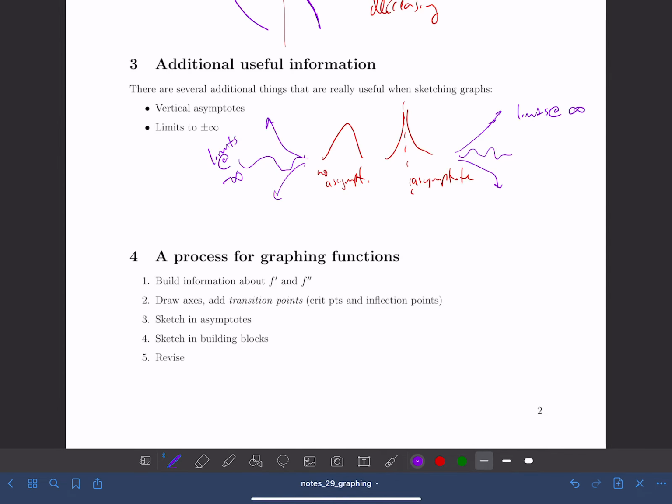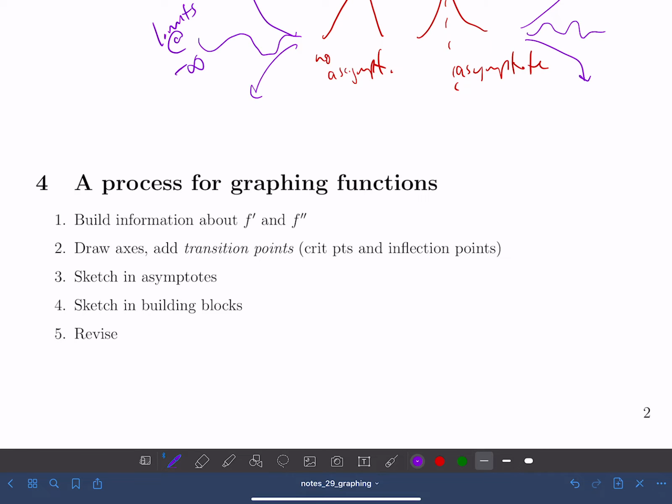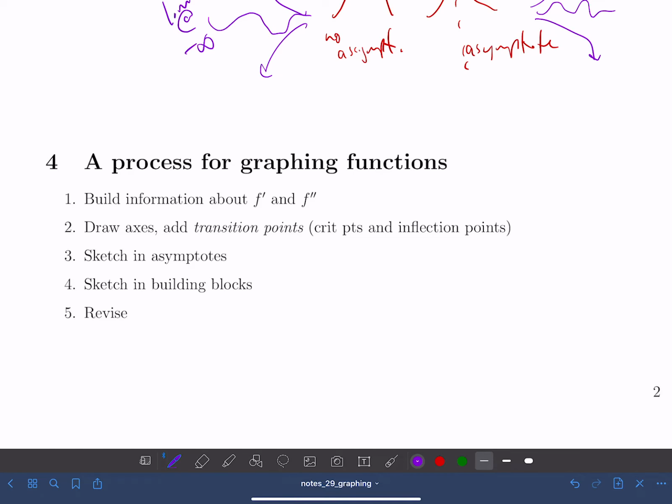So I've got a process for you for graphing functions. I did not make a flowchart for this one. I think you should build information about f prime and f double prime. What do I mean by that? Well, we need the critical points, we need possible inflection points, and I need intervals whose bounds are determined by the critical points and possible inflection points. And then on those intervals, I need signs of f prime and f double prime.